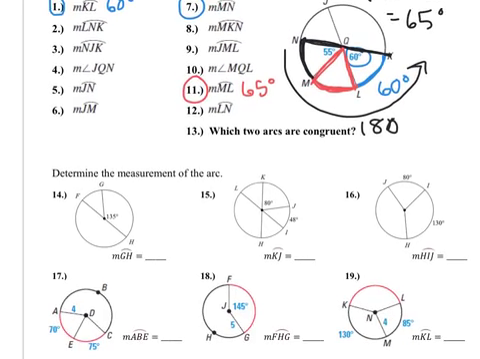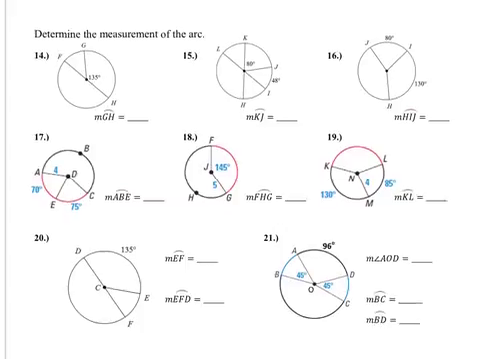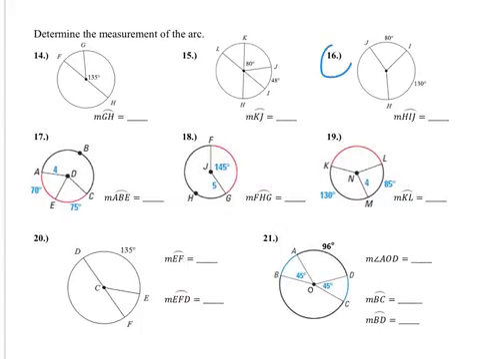Now let's take a look at a couple more. Let's do problem 16. This wants us to find the measure of arc HIJ. HIJ is this major arc right here. It's a major arc because we know it's more than half the circle, so it's going to have an arc measure of more than 180 degrees.